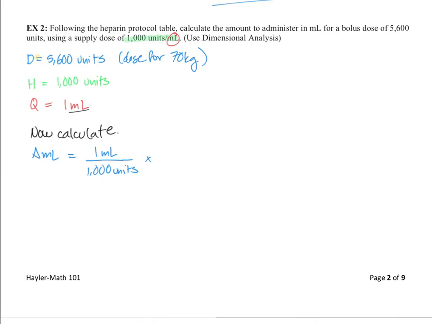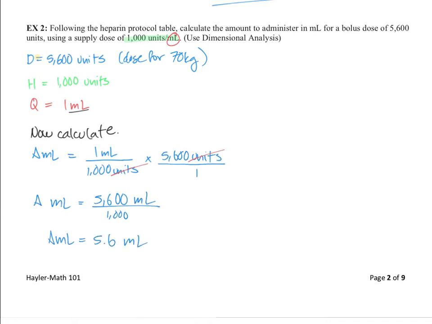So, wrong pen. 5,600 units. And we'll just go ahead and put that over 1 to complete the fraction. Now we can cancel out the unit terms there. The units, actually. That's kind of interesting. Now we can multiply across. So A mL is going to equal 5,600 milliliters all over 1,000. Dividing that out, we get A milliliters is going to equal 5.6 milliliters. All right, so there is our answer.